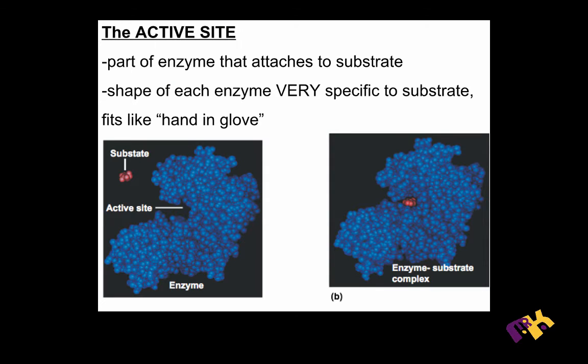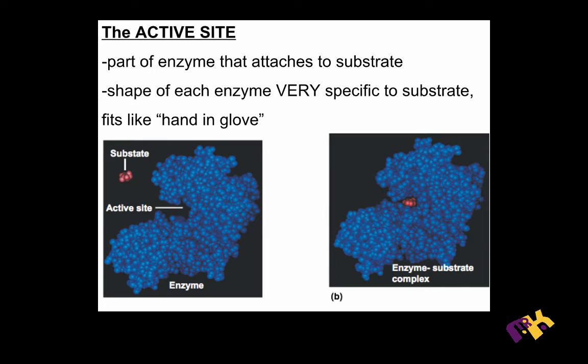So I thought it would be interesting to also include some information about the active sites. I found a couple images that worked really well. This active site is very specific. It's the part of the enzyme that attaches to that substrate, and the shape of each enzyme is absolutely very, very specific to the type of substrate you want to work on. It's like a fitted glove.